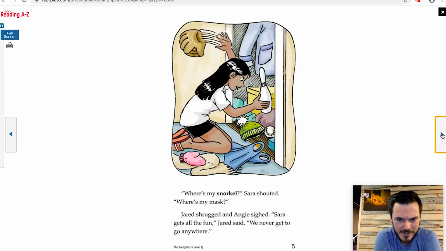"Where's my snorkel?" Sarah shouted. "Where's my mask?" Jared shrugged and Angie sighed. "Sarah gets all the fun," Jared said. "We never get to go anywhere."